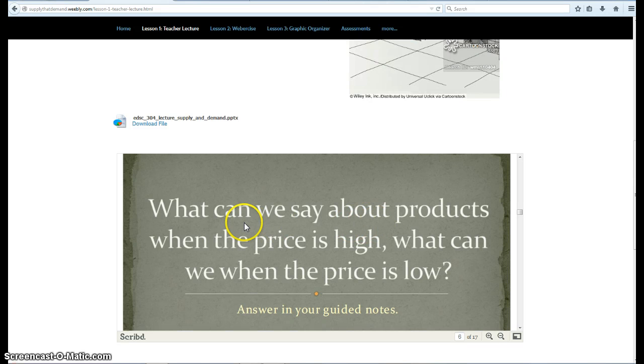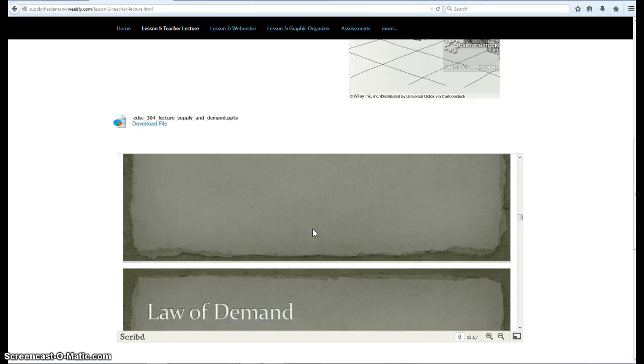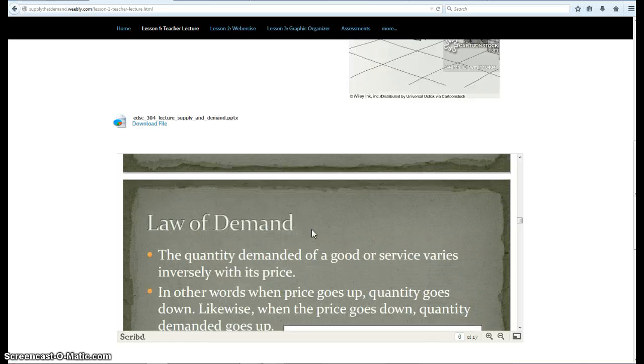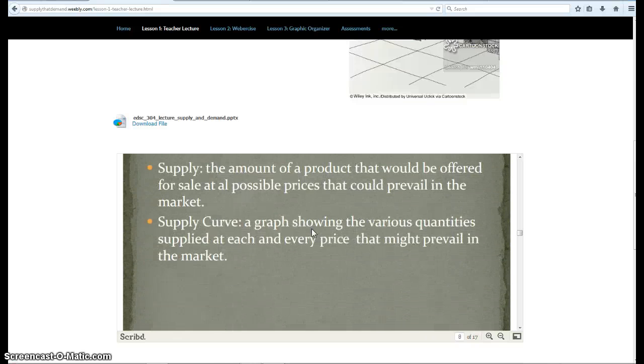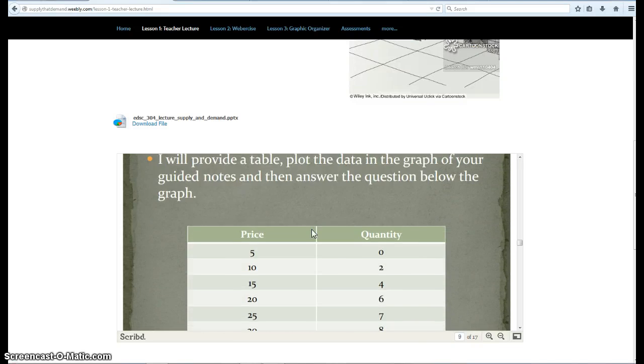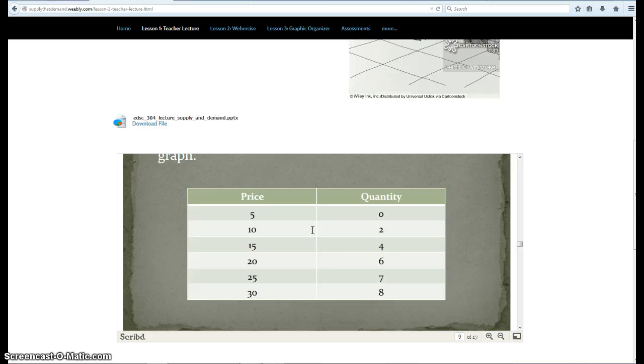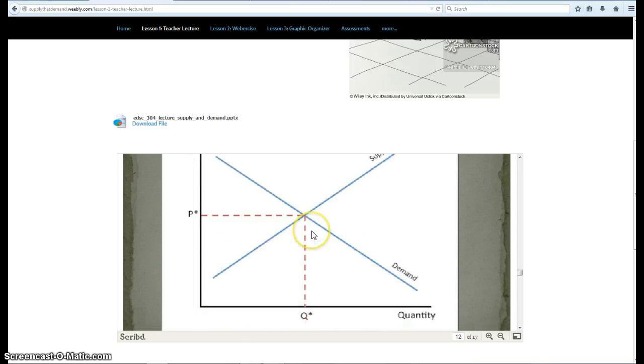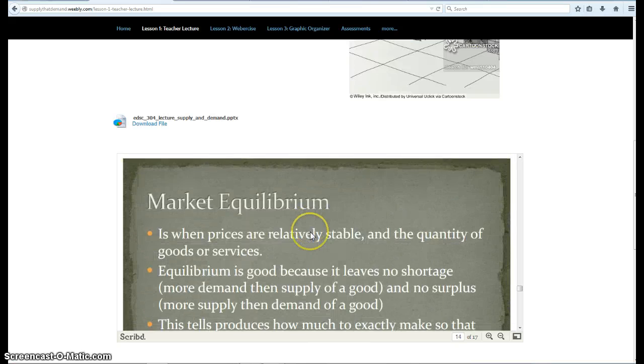And so what can we say about the products when the price is high? What can we say when the price is low? Again, these are questions that I keep asking my students, and they make answers. And then it sort of previews how to understand the next thing. So again, it's here's the information, here's a task, here's some information, here's a task, so that it's constantly being applied. And so it keeps going like that in that scenario.